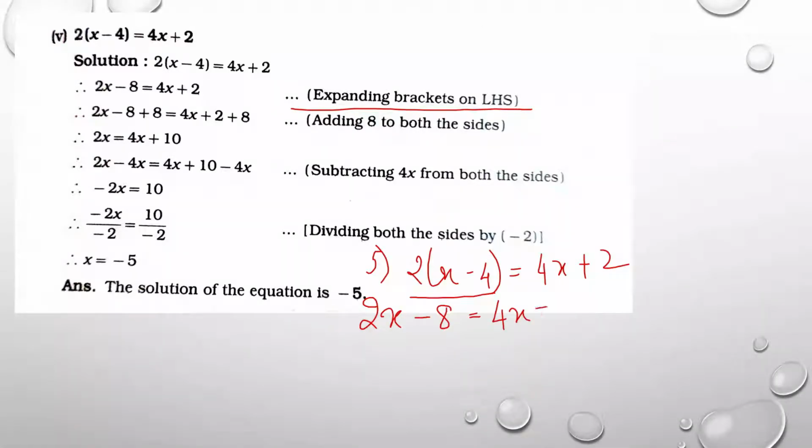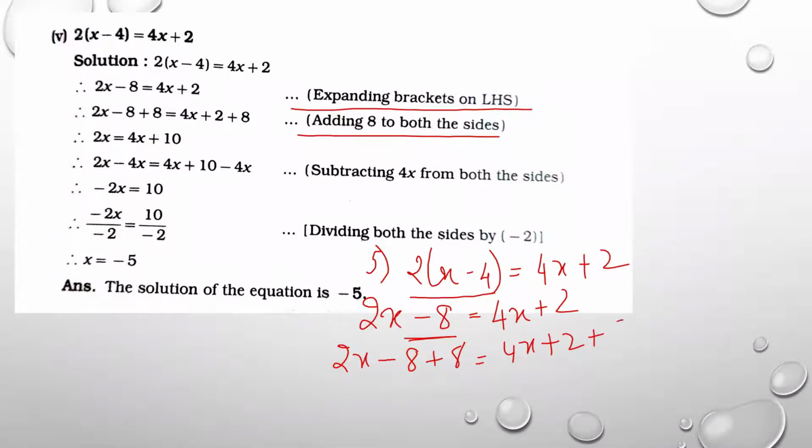You want to remove this minus 8. So on both the sides what you will do? Add 8 on both the sides. So minus 8 plus 8 is equal to 4x plus 2 plus 8. Then minus 8 and plus 8 will become 0. So 2x is equal to 4x, now 2 plus 8 will become 10.